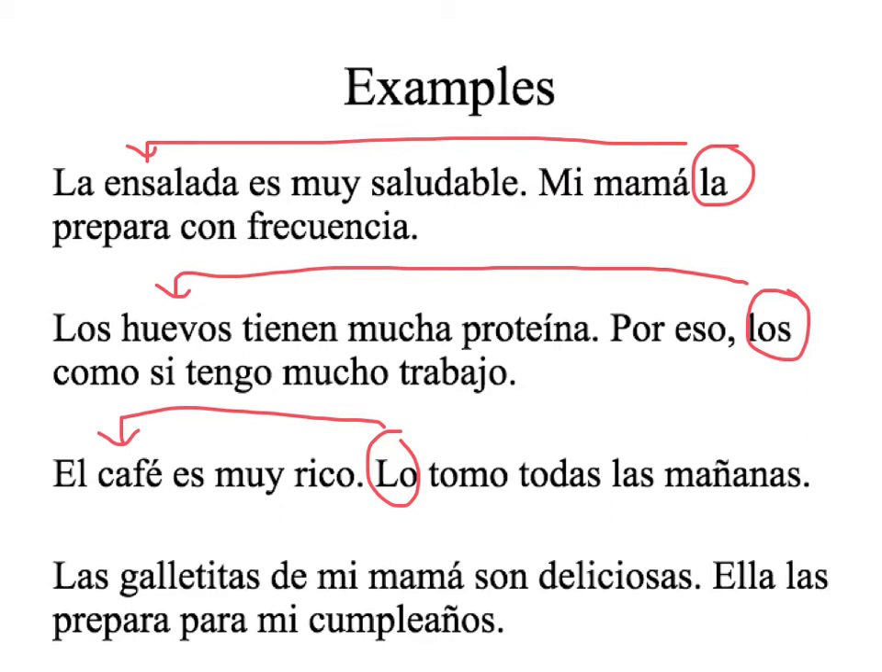And let's look at the last sentence. Las galletitas de mi mamá son deliciosas. Ella las prepara para mi cumpleaños. So, the direct object pronoun in this last one is las, and again it's before the conjugated verb prepara, and in this case it refers back to las galletitas. Working through the sentences in this way by circling the direct object pronoun and drawing an arrow back to what it refers to can really be helpful as you learn how to use these direct object pronouns.